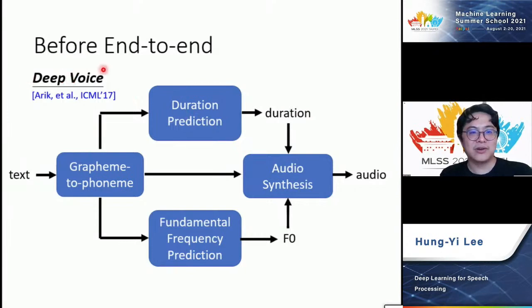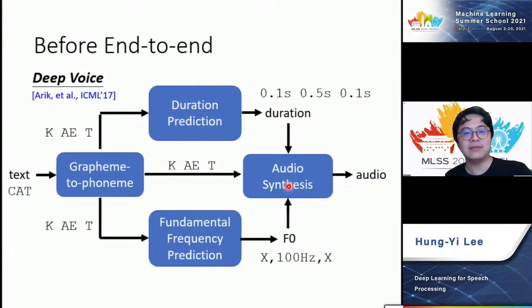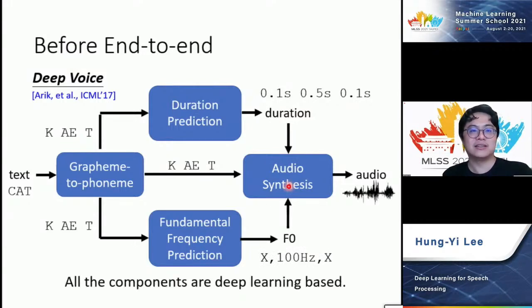There's a model called Deep Voice. It has several modules. It has grapheme to phoneme. It has duration prediction module. It has fundamental frequency prediction module. It has audio synthesis module. Don't worry about this module. They are just some module in the TTS system. And all the module here is already deep learning based. They just do not concatenate all the module and train it in an end-to-end way. So this is some model before the end-to-end.